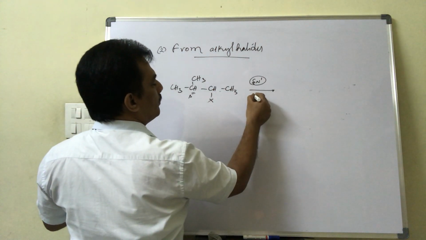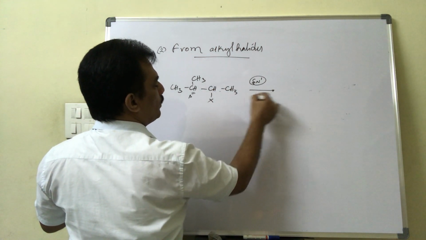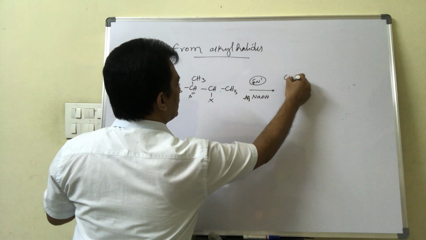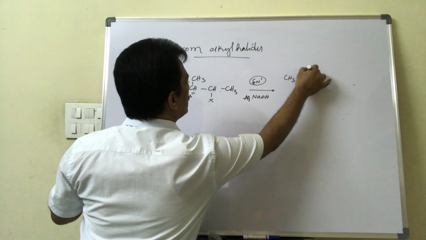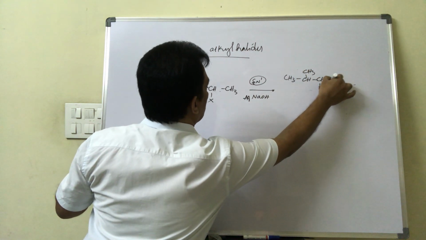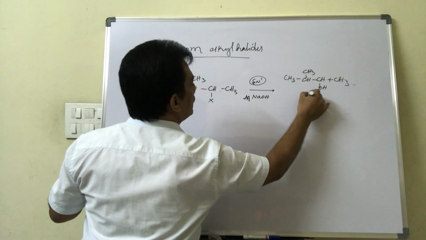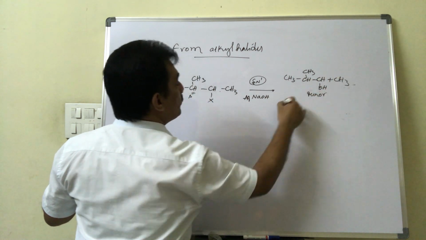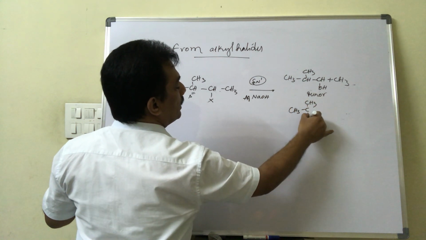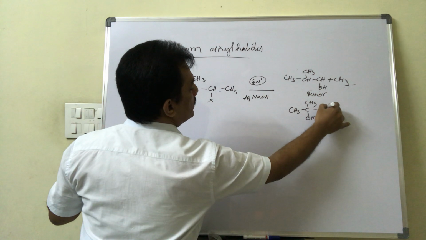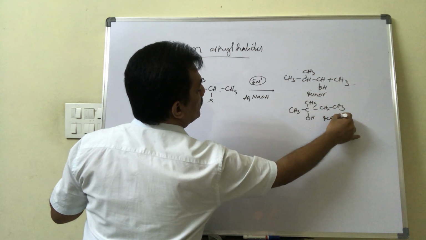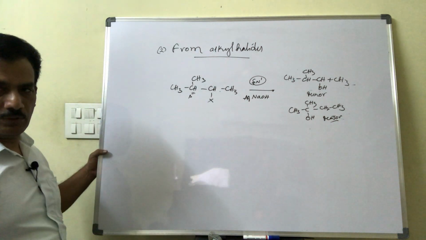Clear? And here when aqueous NaOH or KOH is used, the product generally it should be like this: CH3, CH, CH3, CHOH plus CH3. But it is minor product. The major product is CH3, C, CH3. Here OH will be, and this is CH2, CH3. It is the major product. And now what happened to this?